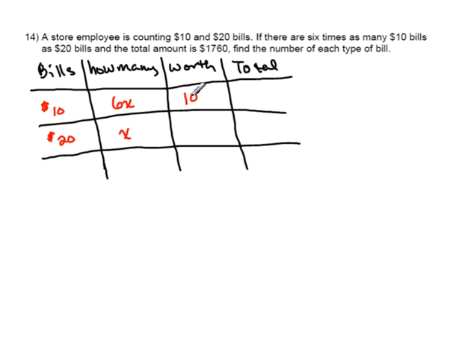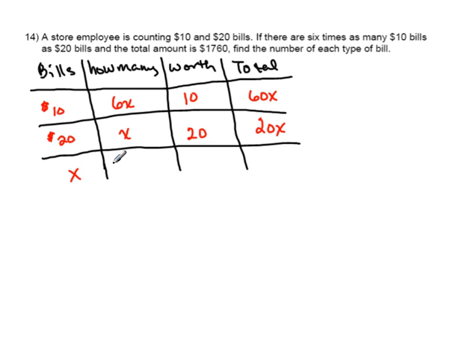Well, the $10 bills are worth $10 and the $20 bills are worth $20. Multiply across: 6x times 10 is 60x, and x times 20 is 20x. And how much money do we have?